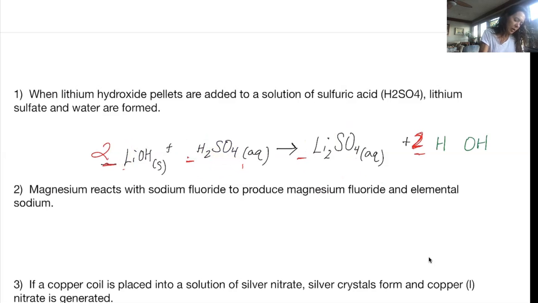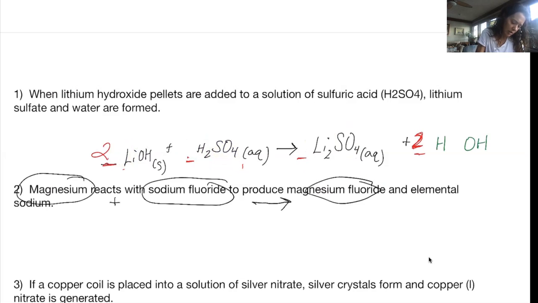Now, magnesium reacts with sodium fluoride to produce magnesium fluoride and sodium. Okay, so what I want you to do is, let's do this together. Make sure you have your periodic table.